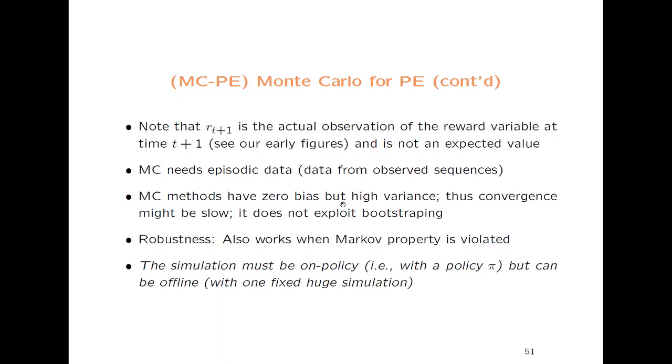It also works when the Markov property is violated, so it gives you a certain notion of robustness. The simulation must be on policy: we want to get the value function for a particular policy, and this policy must be applied in the simulation. But the simulation can be offline. That means you can do one big simulation and then estimate just from all this collected data.